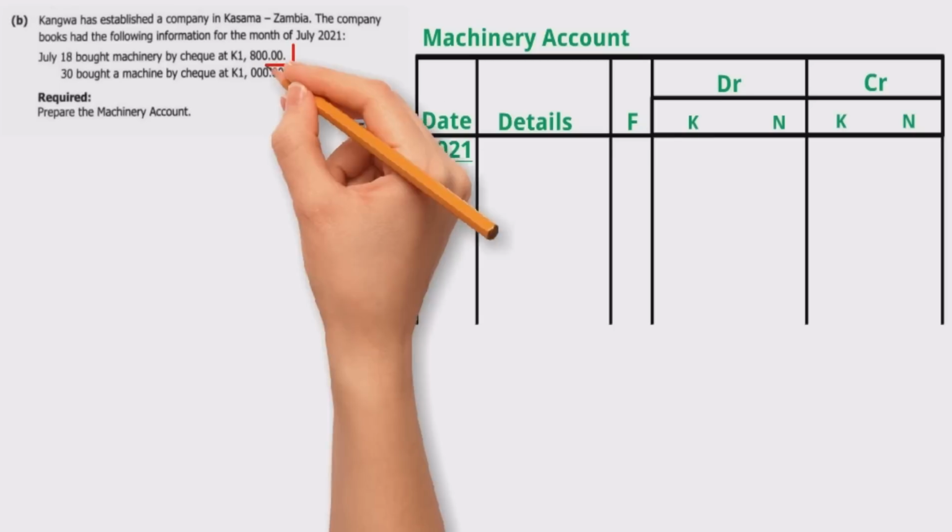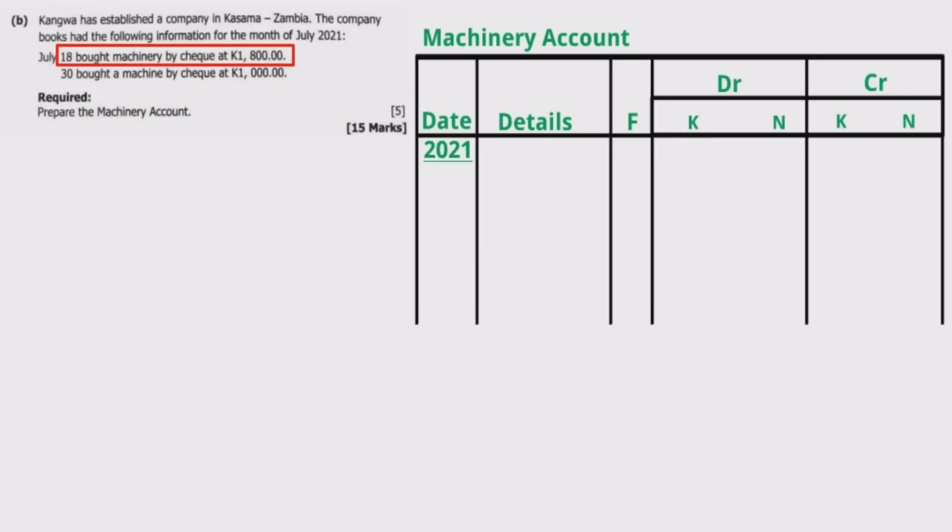Then next, I'm going to write the first purchase. The first record I'll look at is the first one, which was done on 18 July, which is bought machinery by check at 1,800 kwacha. So I'm going to write bank, because this money came from the bank. If it was cash, I could have written cash. Okay, so it's bank, and then 1,800 under debit, like that.